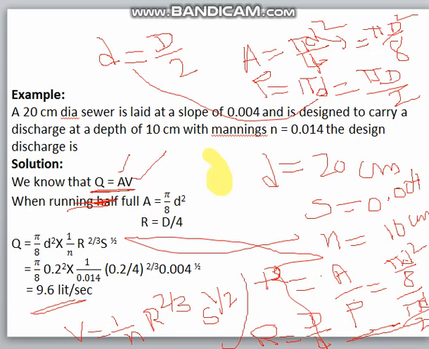Very simple logic here. When running half full, we need to consider the depth of flow equal to half of the diameter of the sewer. By considering these conditions, we can calculate the hydraulic mean radius, also called hydraulic mean depth. R is equal to A by P, we get D by 4. Thank you everyone.